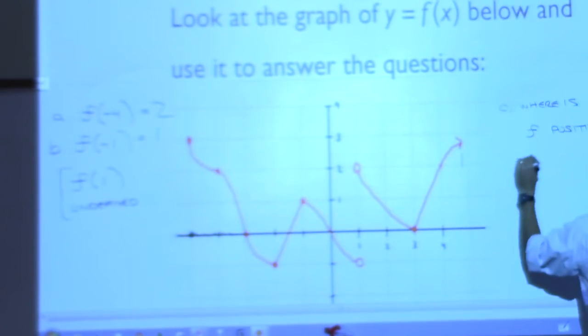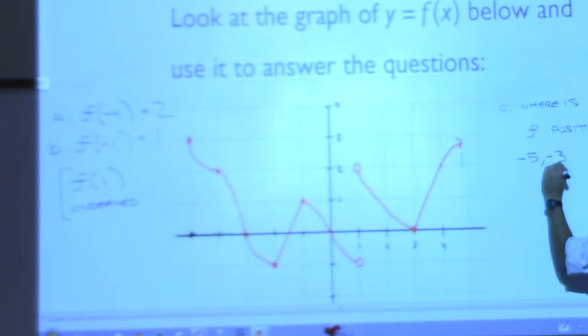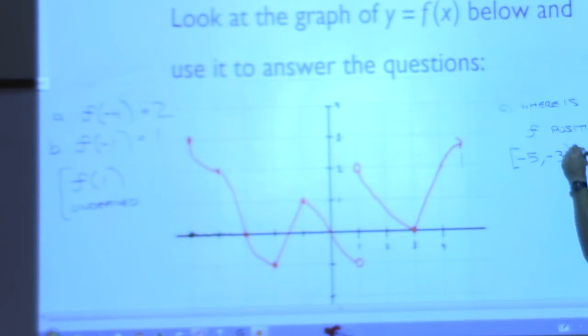It's -5 to -3. It is positive at -5, isn't it? But it is not positive at -3. So that would be the interval where it's positive. Does that make sense? Is that the only place it's positive? Okay, so let's get a different volunteer. Aaron, you want to go for it? Where else is it positive, Aaron? It's hard to see it, but take a guess.